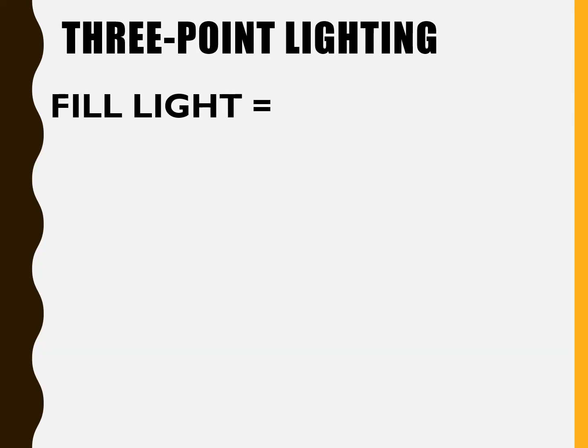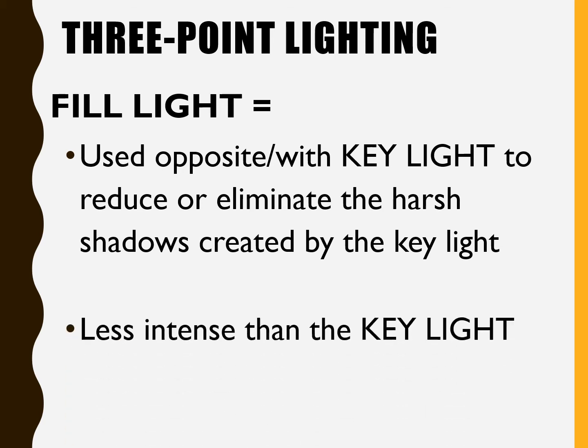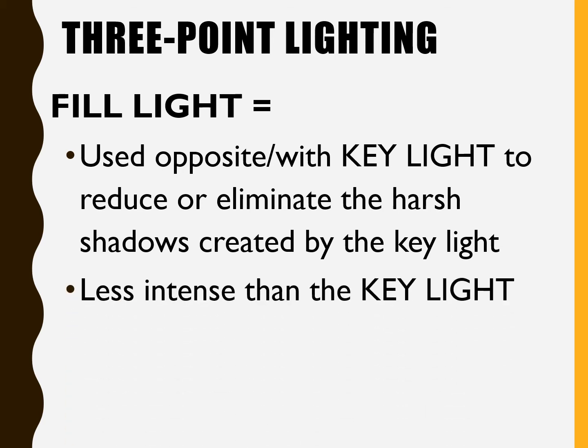The fill light is used opposite of the key light, and it reduces or eliminates harsh shadows that are created by the key light. Light creates shadows, right? That's how light works. So the fill light is less intense than the key light, and it's there to even the scene out and keep those harsh shadows from being there, of course, unless that's what you want, right?